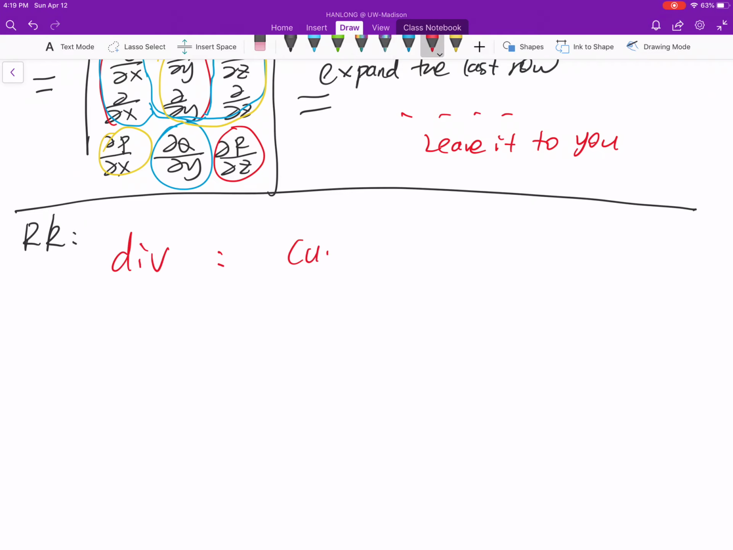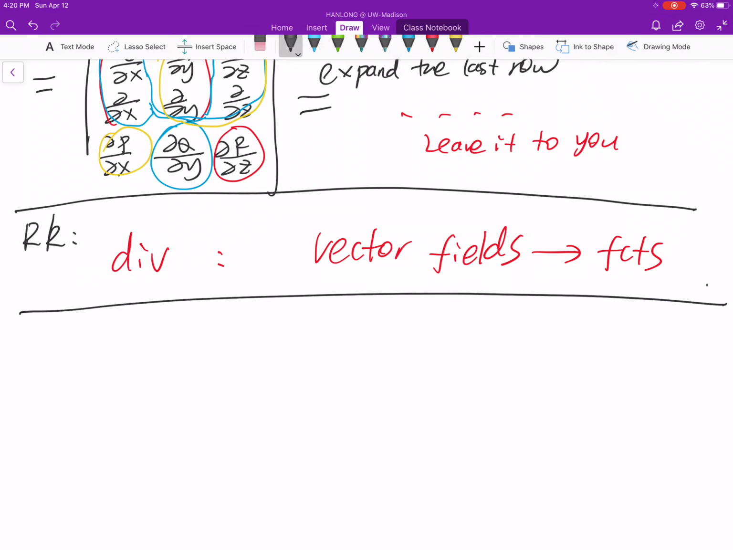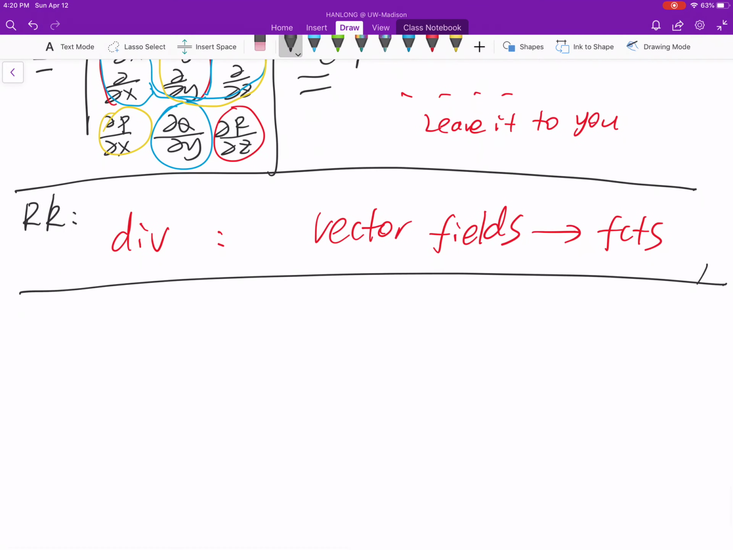Okay, so the remark I wanted to make a long time ago is about the divergence. If you think about it, this is from vector fields to functions. Okay, always keep this in mind. So now let's apply the above theorem a little bit. So recall, what is the theorem? The theorem says the curl of a function must be divergence free. So for example, suppose you have a function like this.